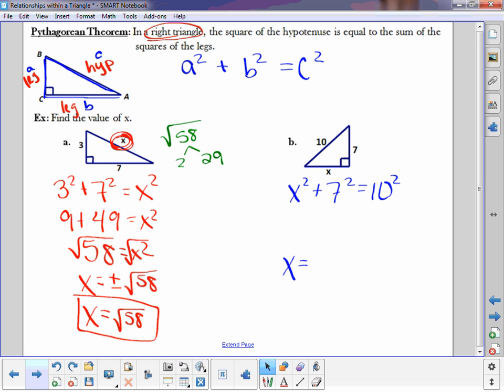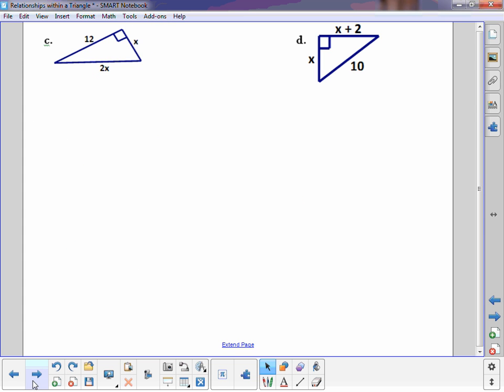Alright, what did we get for x for this one? Square root of 51. Square root of 51, do we agree? Again, notice your x is not always your hypotenuse. So make sure you set up your problem first with the proper values. Alright, so let's take a look at C and D. Same process. Just be careful with your setup.